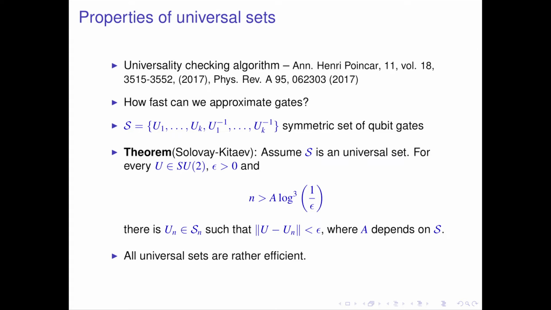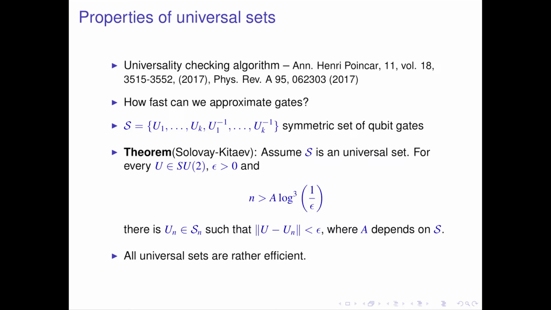Okay, so after giving some qualitative properties of universal gates, let us move to more quantitative ones. Obviously, from the applicational point of view, it is always important how fast I can approximate my desired operation. This is what is contained in the statement of the Solovay-Kitaev theorem.